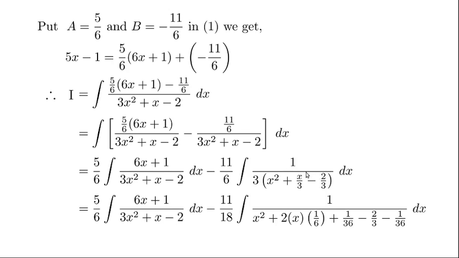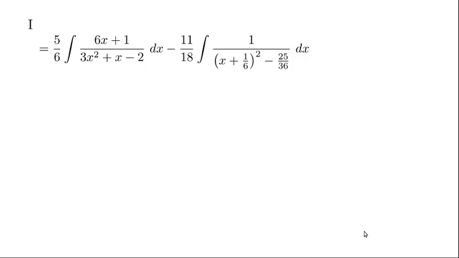When 3 goes out, it becomes x square plus x by 3 minus 2 by 3. And then this part is written in the form of 2ab, so it becomes a square plus 2ab plus b square form. So 2 into x into 1 by 3 becomes 1 by 6, so b is 1 by 6. So b square is added and b square is subtracted. So that means what I can do here is multiply it by 12, so it becomes 24 by 36, and it becomes minus 25 by 36. Rest of the part is written as it is.